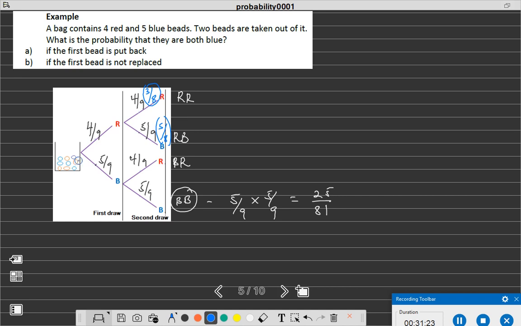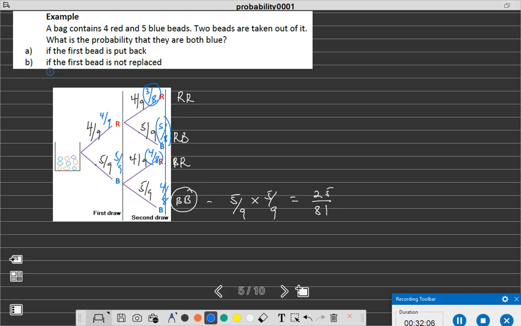Now, we come down here. If the first one is blue, that means the first option is 5 out of 9. Now, if the second one is going to be red, that means we shall be having 4, but this time out of 8. When you come to the second bead being blue and the first one was blue, the first blue was removed, blue were 5, now we are left with 4. So we have 4 out of 8. So blue is for the second part, don't forget. So still here we have 4 out of 9, 5 out of 9. Now, we have changed the color, but have used the same tree diagram.